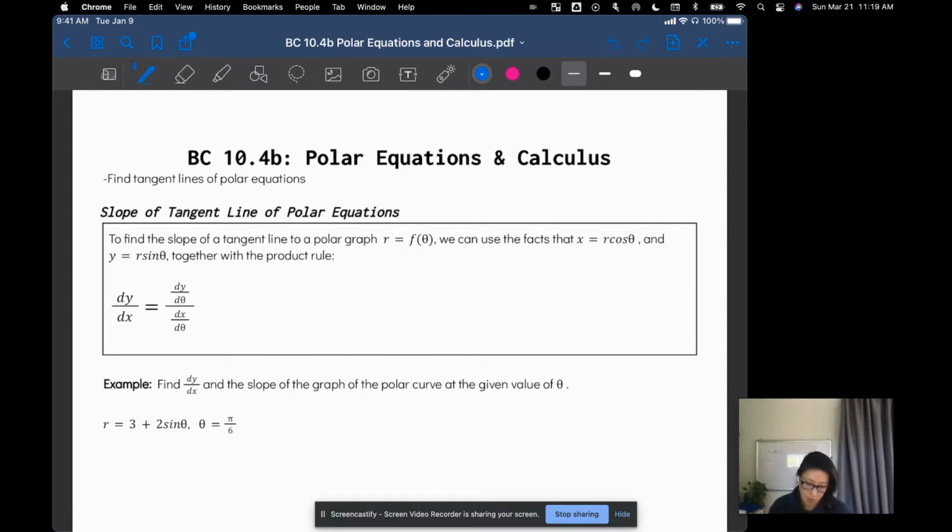Now we're going to use some calculus with polar equations. So the first thing we need to do is figure out how we get the slope of a tangent line of a polar equation, or in other words, take the derivative of a polar equation.